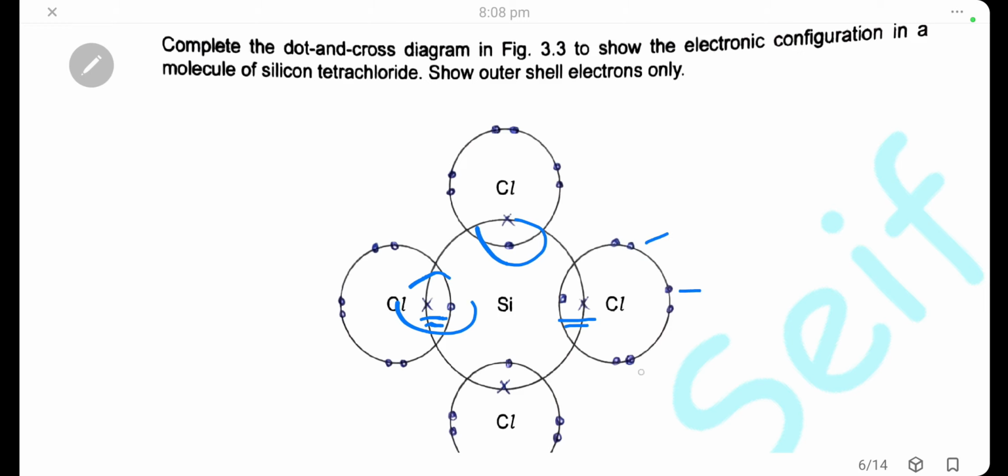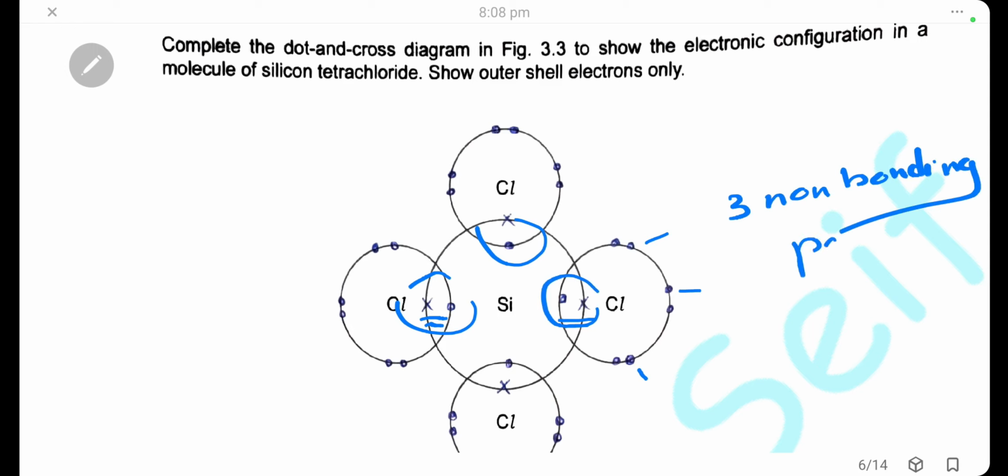and then we will count the electrons around each chlorine atom. 6 electrons and 2, they will be 8. So for each chlorine atom we will draw 3 non-bonding pairs. 3 non-bonding pairs means 6 electrons, and 2 electrons in the covalent bond with silicon.